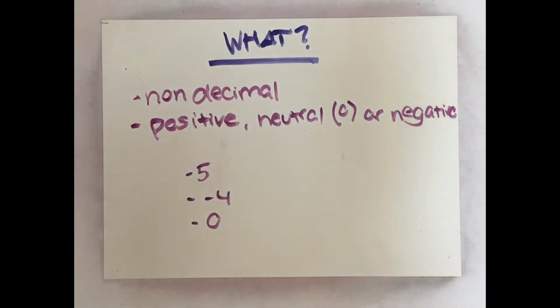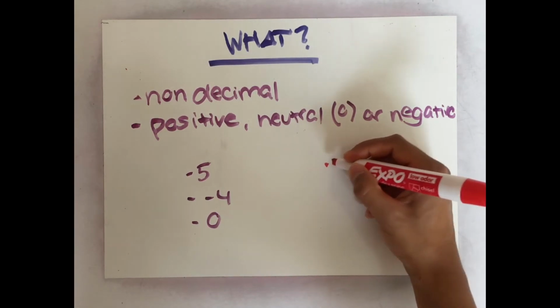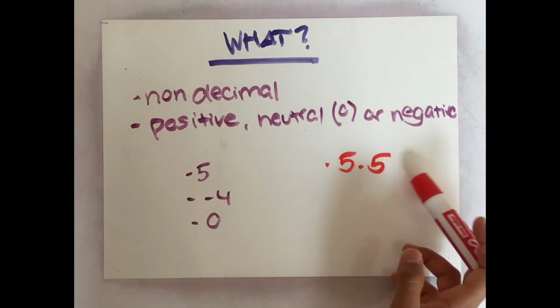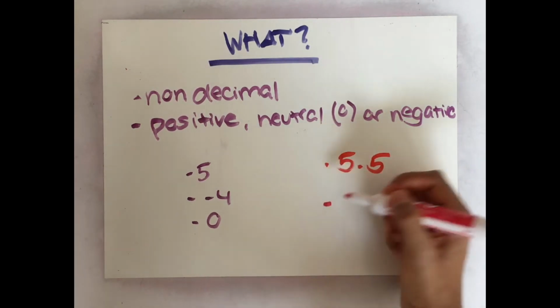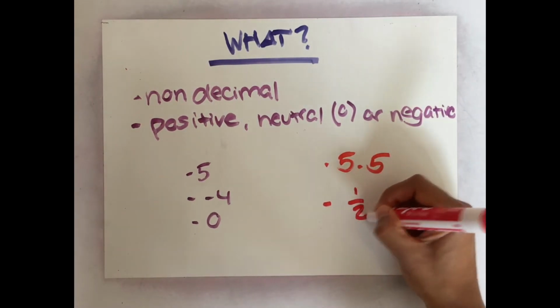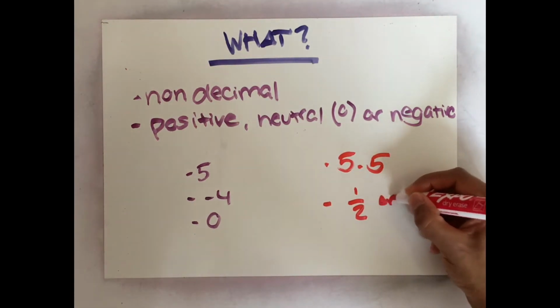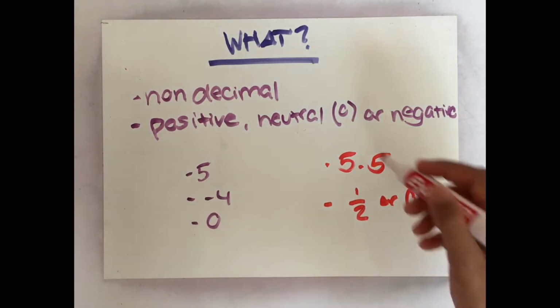Now, what might not be an integer? For example, 5.5. This would not be an integer because it is a decimal number. Or let's say half. Half is basically also 0.5, which would make half a decimal number. And it's really just not a whole number. So here we have some examples of numbers that are integers, numbers that are not integers.